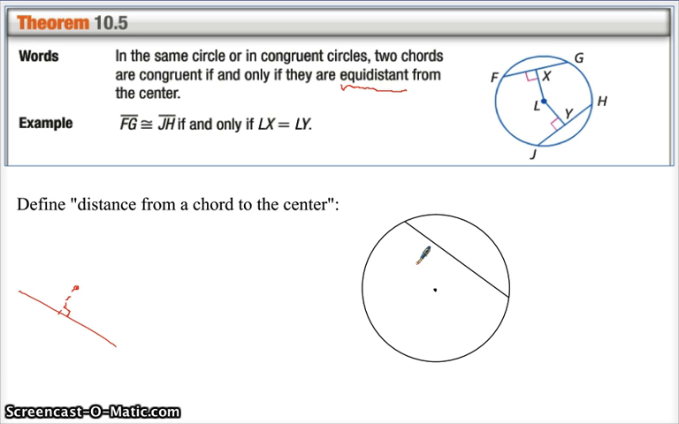Like, well, what does that mean? It means if you were to draw this perpendicular right here, that would be 3. That is the distance from a chord to the center. It's this thing right here.